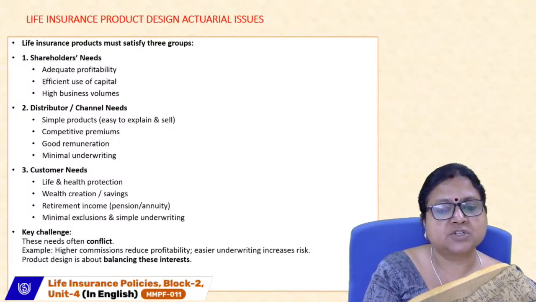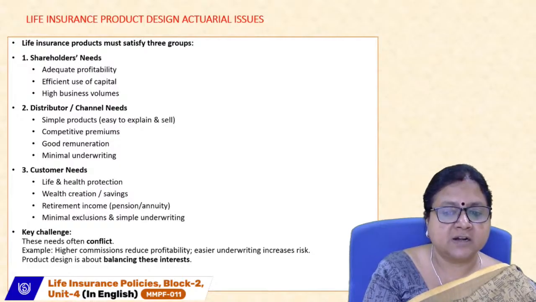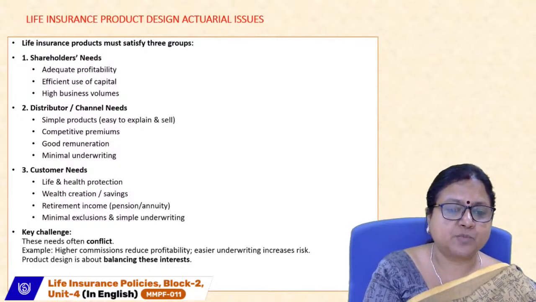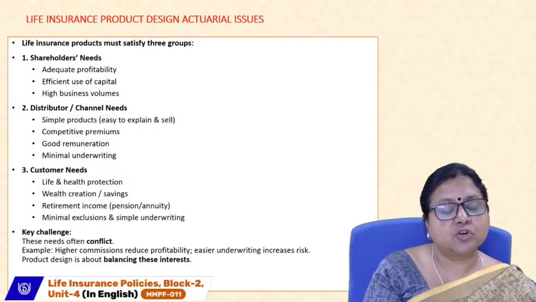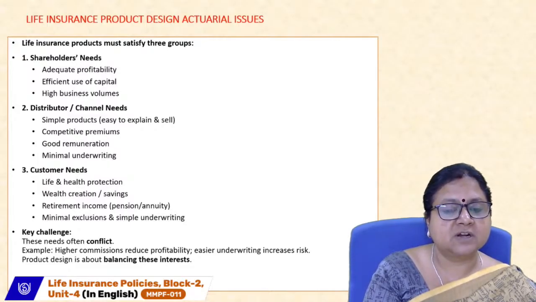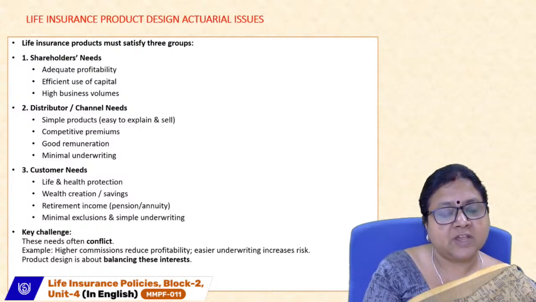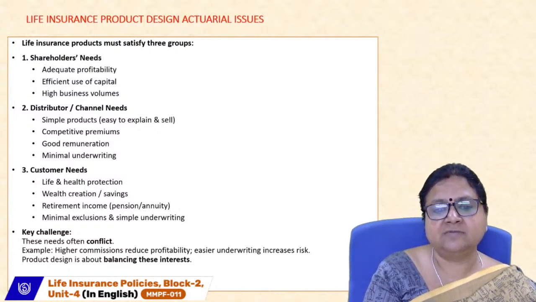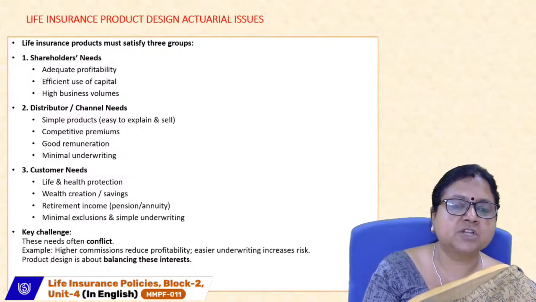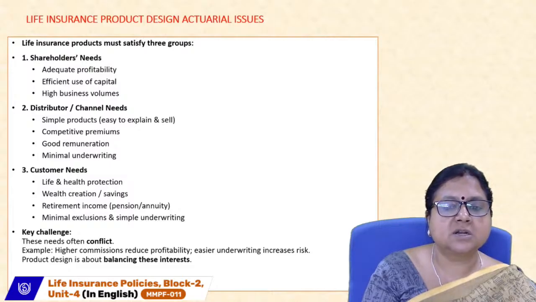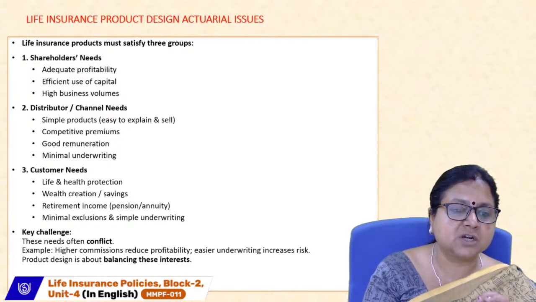So higher commissions reduce profitability, higher underwriting increases the risks, and product design is about balancing these interests. When you give higher commissions to the distributors or the intermediaries, of course that will reduce the profitability of the company. If you don't have minimal underwriting, if you increase the underwriting extent of the insurance policies, then there is an increase in risk for the company. All these things can be subdued if you have an efficient product design.